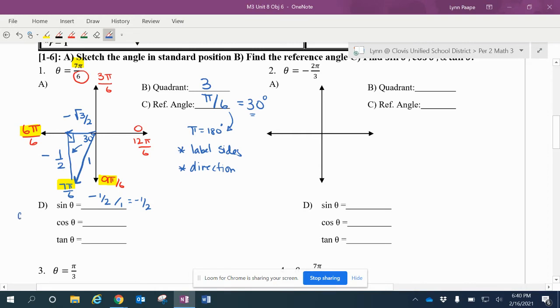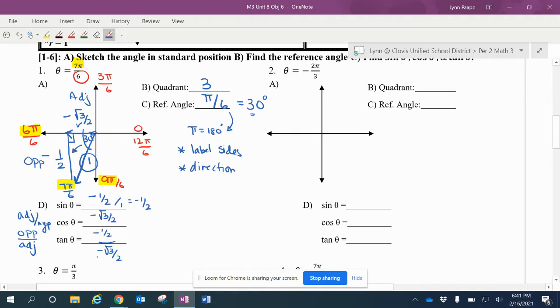The cosine ratio, remember, is adjacent over hypotenuse. So from 30 degrees, the -√3/2 is adjacent to it, over the hypotenuse, which is just equal to 1. Again, I don't need to divide by 1 because that doesn't change the value. And then for tangent of theta, that's opposite over adjacent. So from 30, the opposite side is -1/2, and the adjacent side is -√3/2.